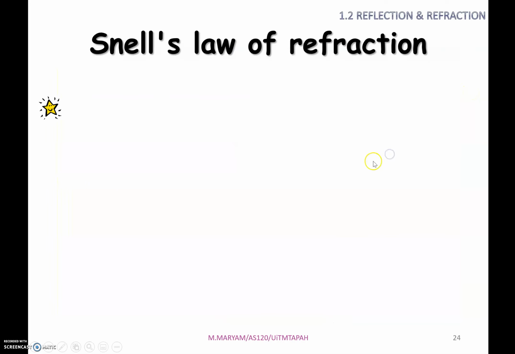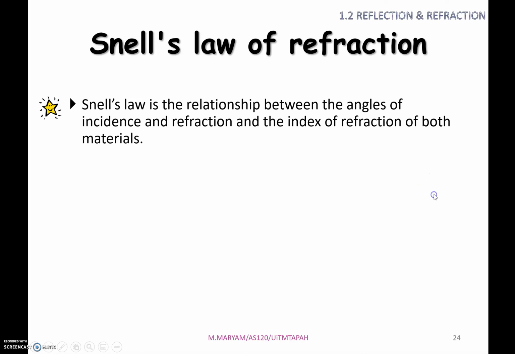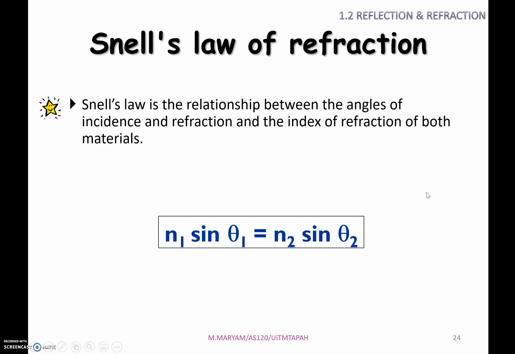Alright then, let's go to Snell's law of refraction. So what is Snell's law of refraction? If, let's say, one of those values is not available, how do I calculate it? We can use this equation, which is n1 sine theta 1 equals n2 sine theta 2.